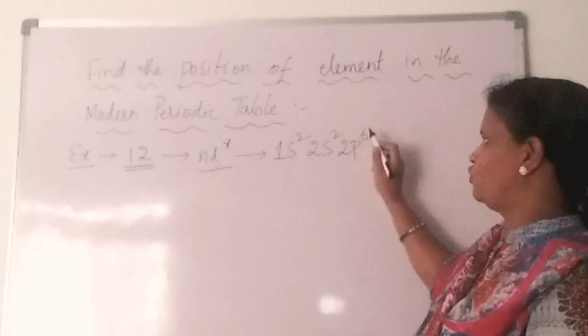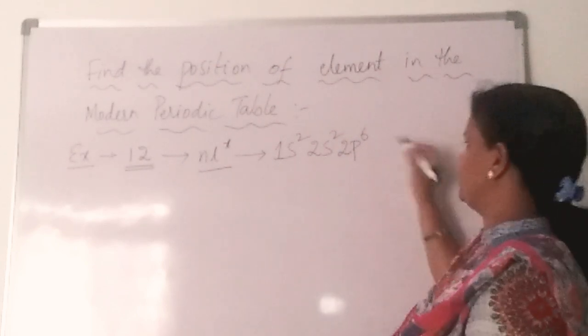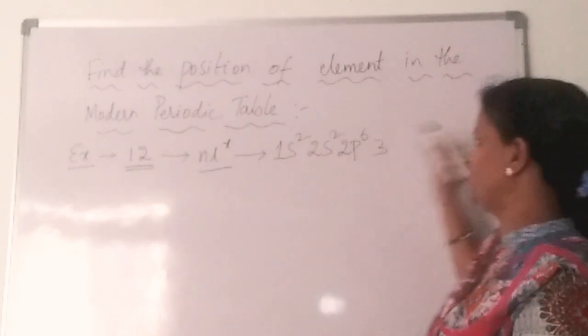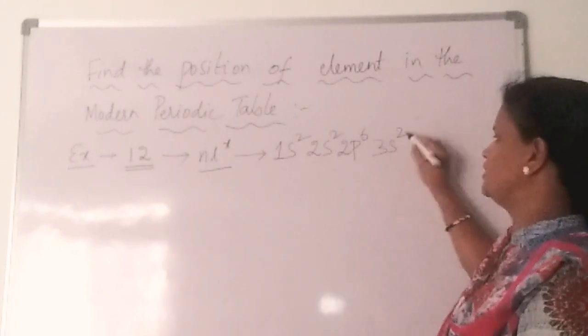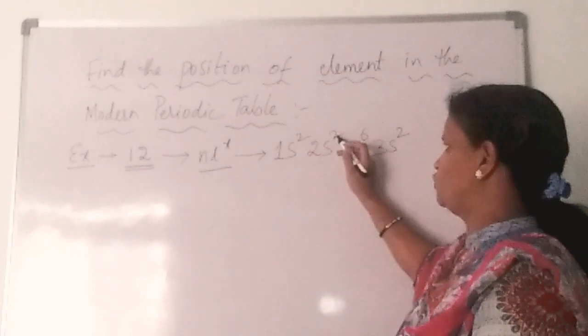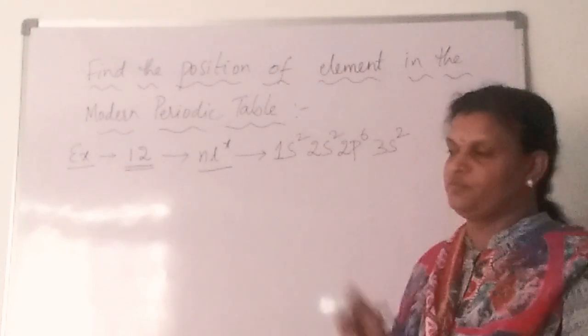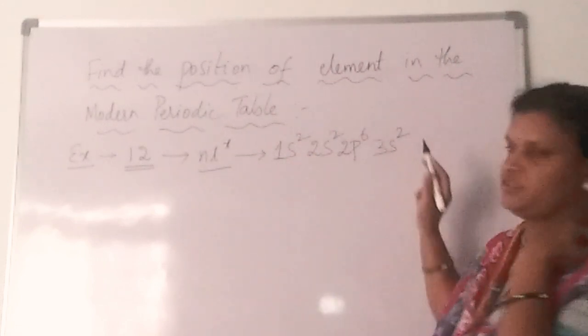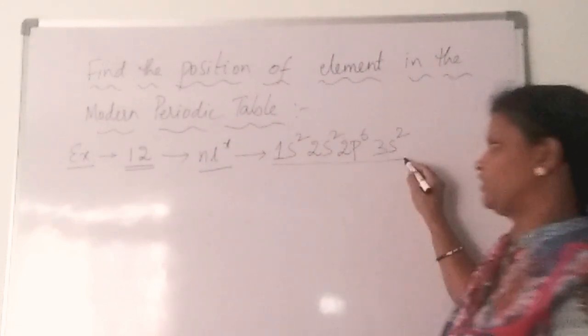2 plus 2, 4, 4 plus 6, 10. Now here, the third shell also we can take because it's not completing. This number we are not getting here. So let us write the third shell in that also. The s subshell is there with 2 electrons. Now you count: 2 plus 2, 4, plus 6, 10, plus 2, 12. So 12 electrons we got here. The element contains 12 electrons like this. We have written the electron configuration.